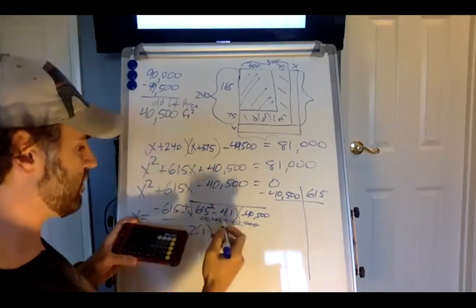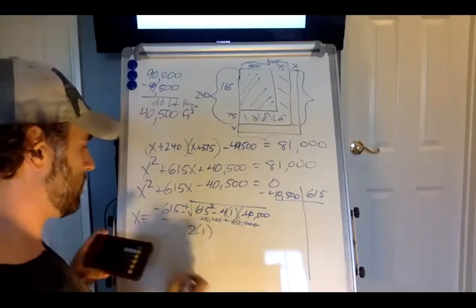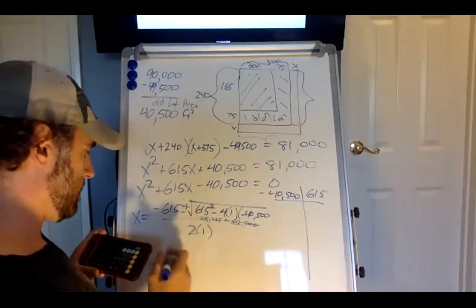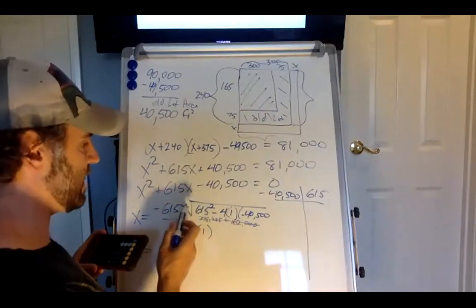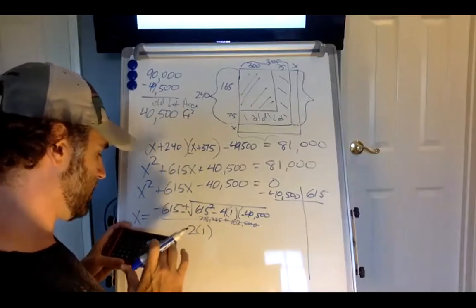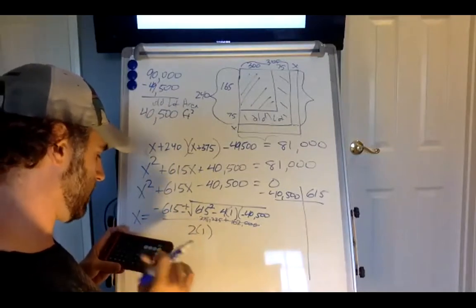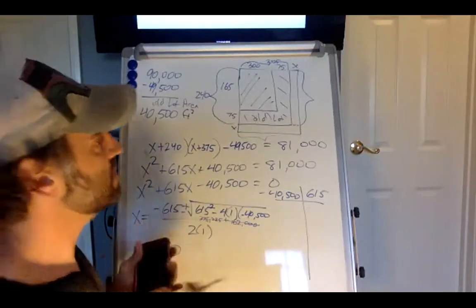Okay, I got 540,225. I'm going to take the square root. It's 735. And you can't subtract it because you'll get a negative, so it's going to be adding. So I'm going to take away 615 and then divide by 2, and I got 60. X is 60 feet. Done.